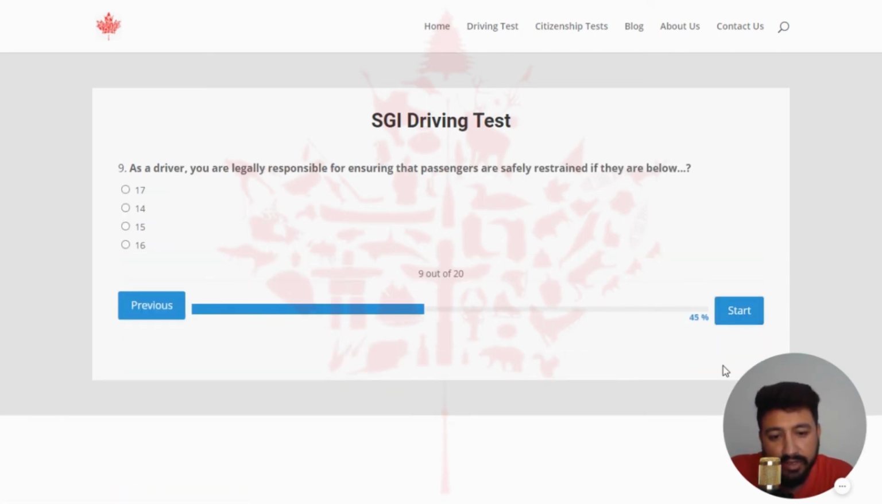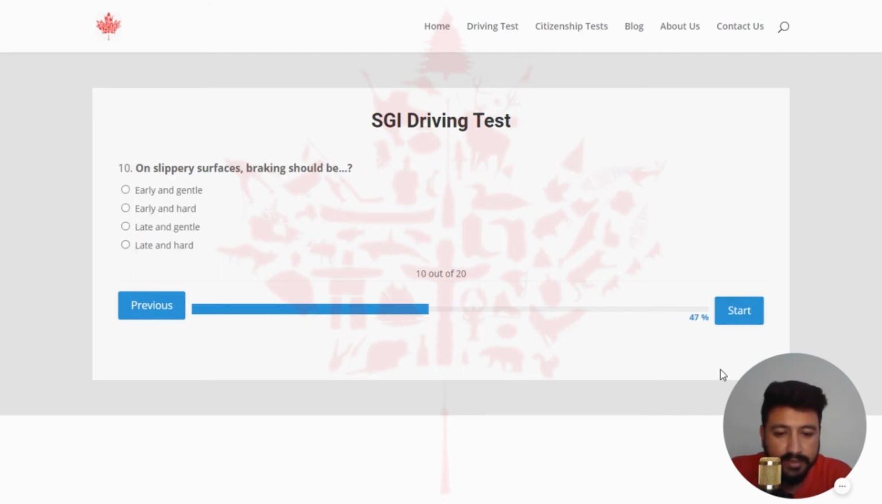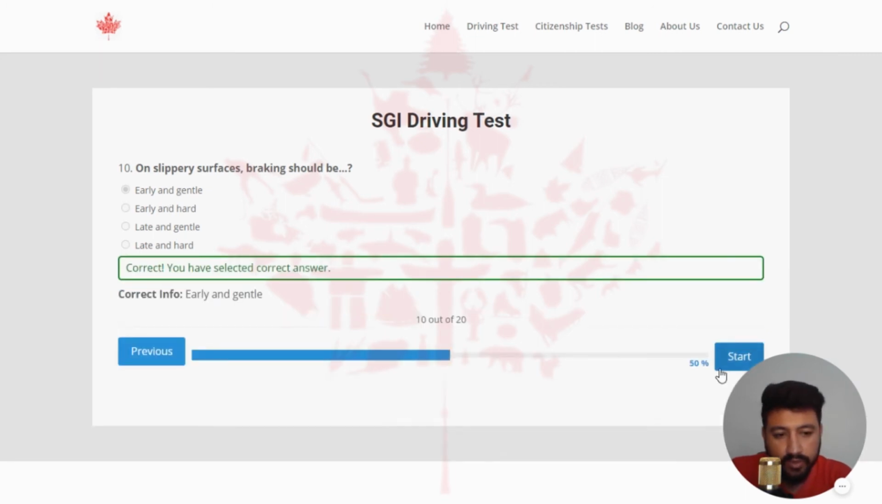Next, as a driver, you are legally responsible for ensuring that passengers are safely restrained if they are below. The right answer of this question is 16. Next, the 10th question of quiz number 3 is: on slippery surfaces, braking should be. The right answer of this question is early and gentle. So I'm going to select the first one. Yeah, this is the correct one.